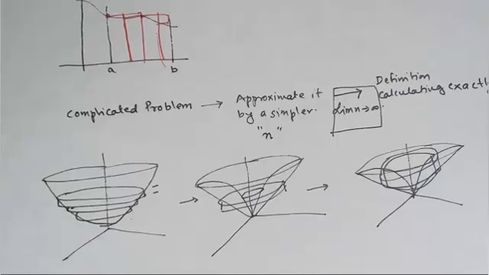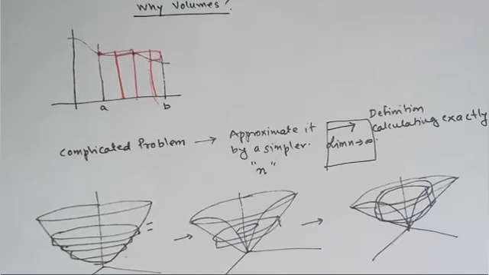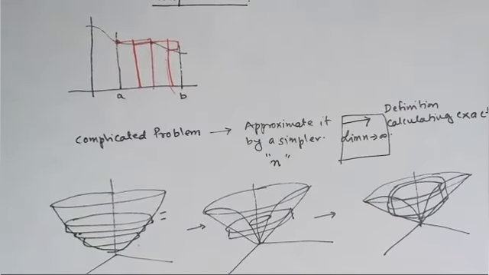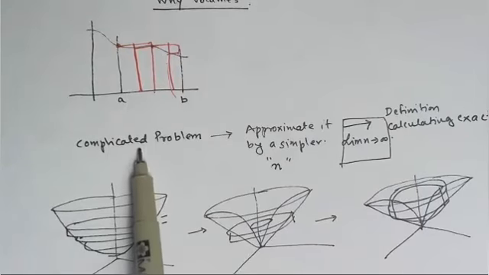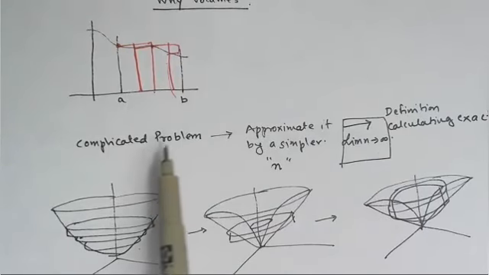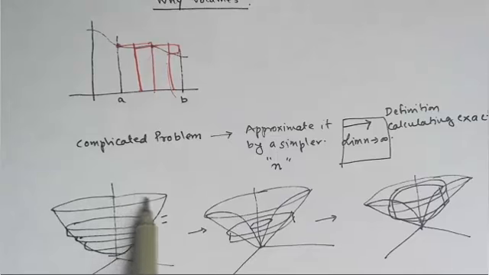So that's the first reason why we study calculating volumes of rotation. It's a very simple illustration of this idea: the idea that you can take what looks like an intractable problem, approximate it with a simpler problem, and then take the limit to get the answer of the original problem.